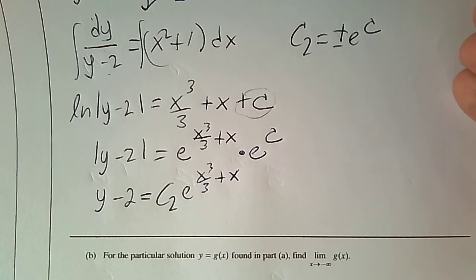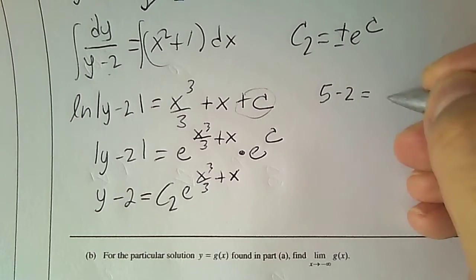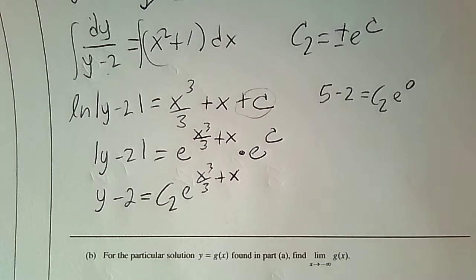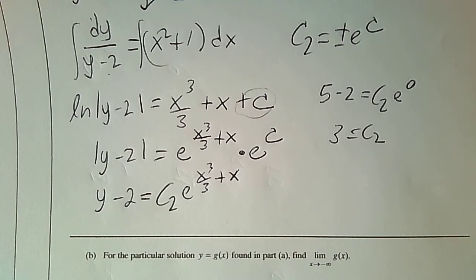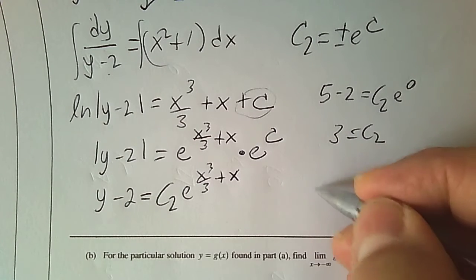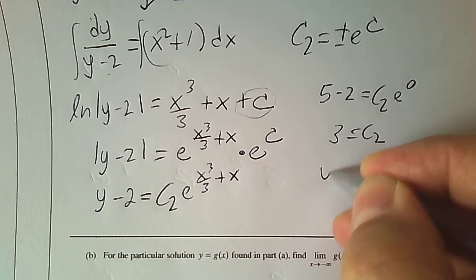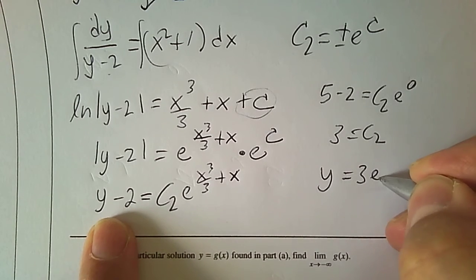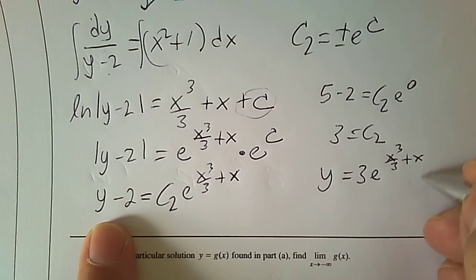Next, we have a condition we need to plug in. So it says g(0) equals 5. So that means the y coordinate is 5. That means the x coordinate is 0. And I think you can tell that if I plug in 0, you just have 0 in the exponent. E to the 0 is 1. So that means c2, or the constant, is equal to 3. So putting it all together again, we're going to write down y equals. Now, right now we have y minus 2. So I'm going to write down 3e to the x cubed over 3 plus x, and then I'm just going to add 2 to the other side.